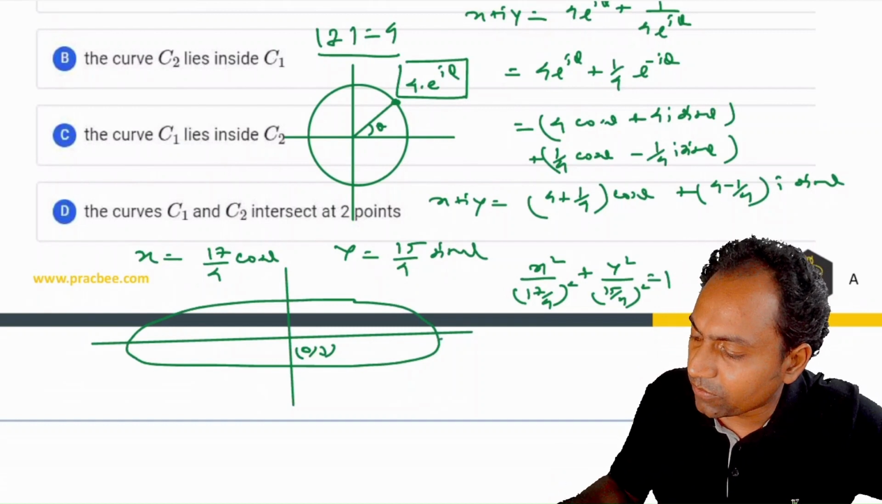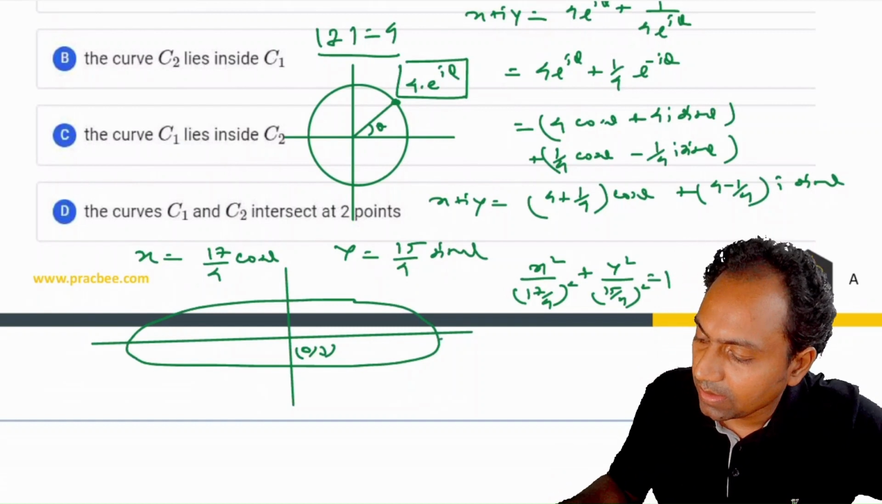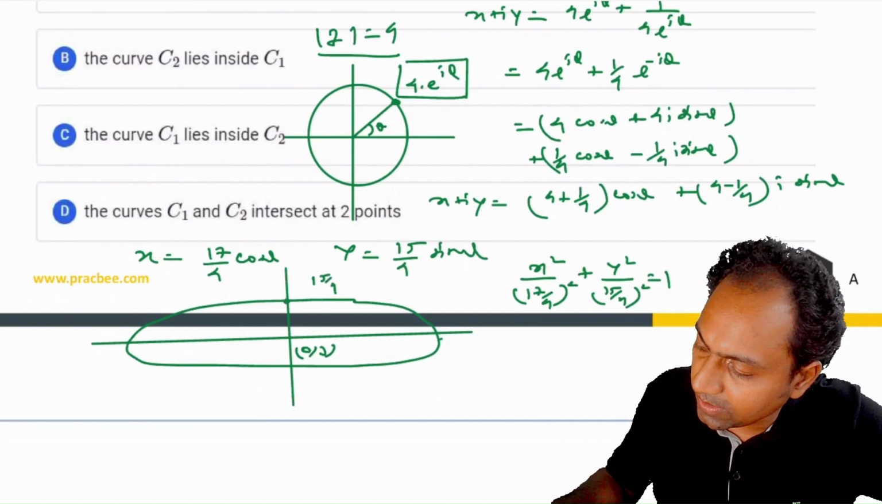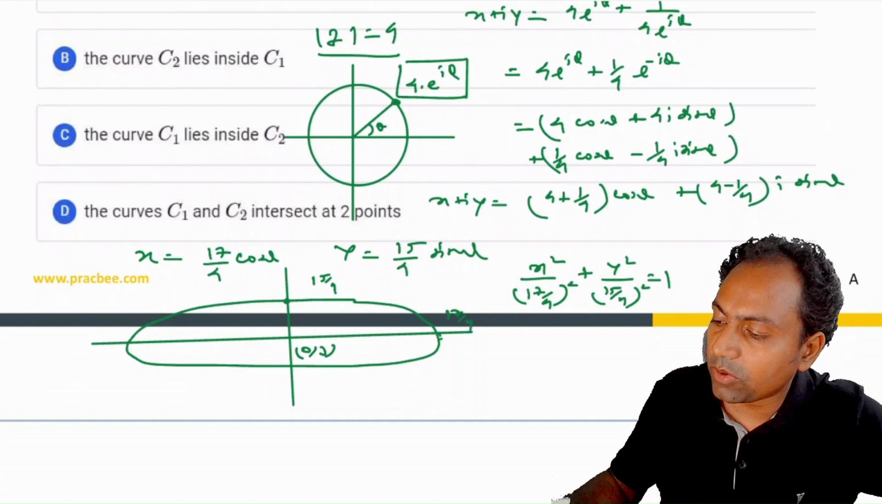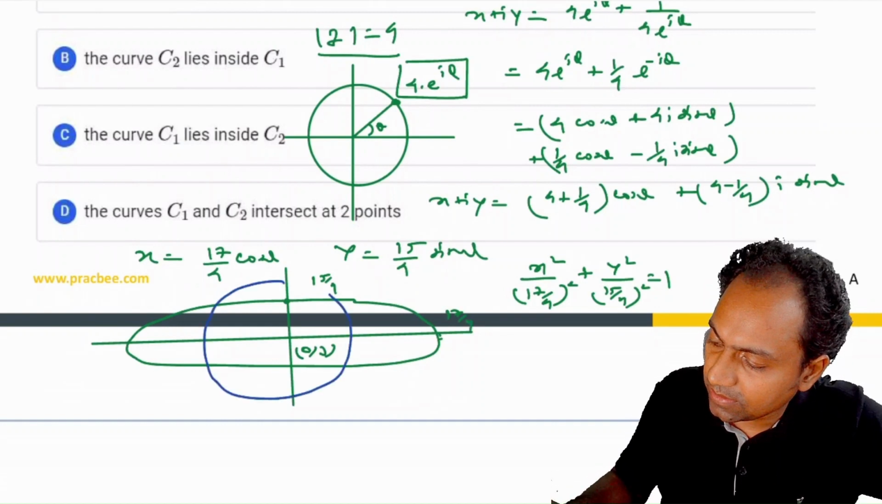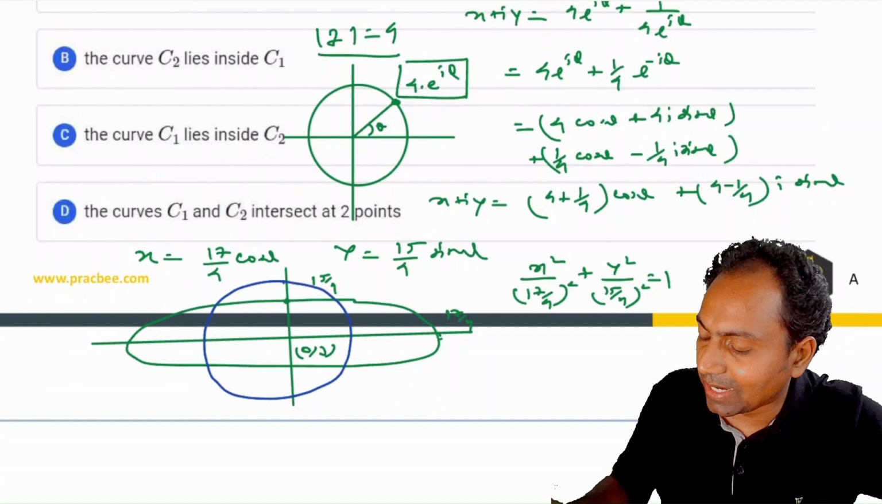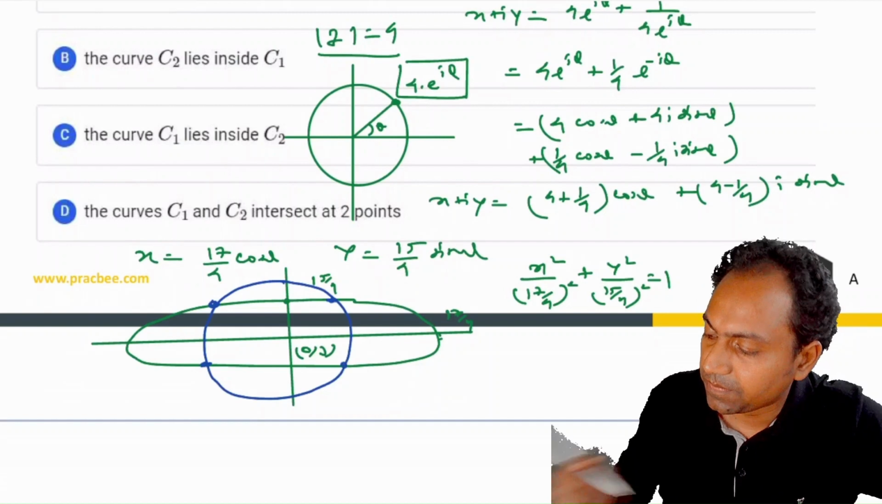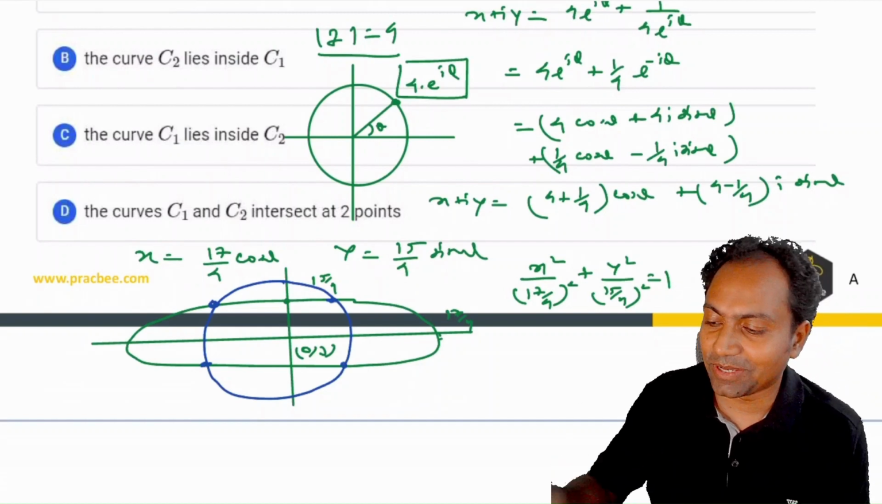Now 17 by 4 is slightly greater than 4. And the value here is nothing but 15 by 4. So this distance is 15 by 4. This distance is 17 by 4. If I overlap it with my curve that was earlier a circle, then you can see that they will have 4 points of intersection. And hence option A becomes correct.